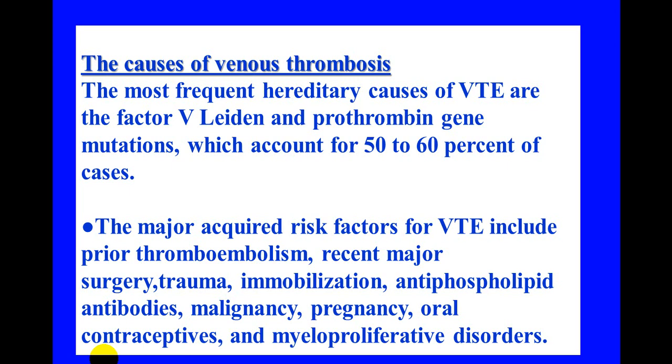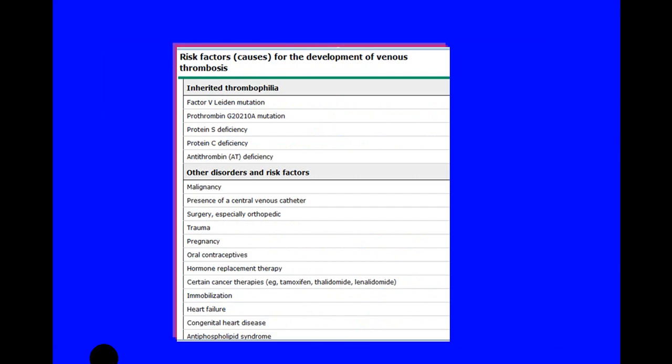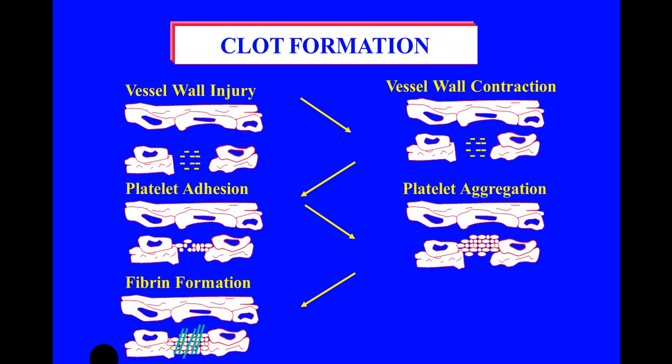The major acquired risk factors for VTE include prior thromboembolism, recent major surgery, trauma, immobilization, antiphospholipid antibody syndrome, malignancy, pregnancy, oral contraceptive pills, and myeloproliferative disorders. And this is the schedule for risk factors for developing thromboembolism or venous thrombosis.